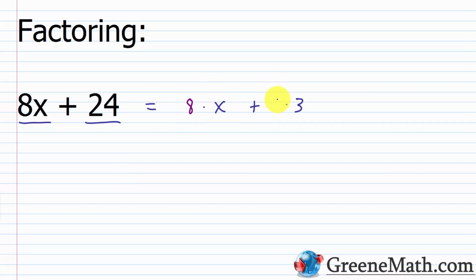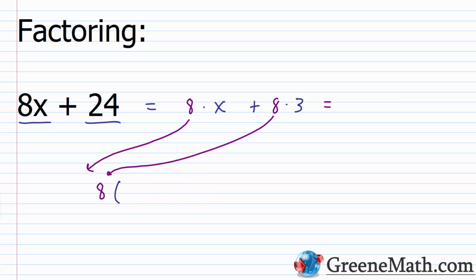So 8 and 8. Now, I can pull the 8 out from each and place it outside of a set of parentheses. And inside the parentheses, I'll have what's left. If I pull the 8 out here, I'd have an x. So I'll have an x and then plus. If I pulled the 8 out from here, I'd have a 3. So 3, and then close my parentheses.